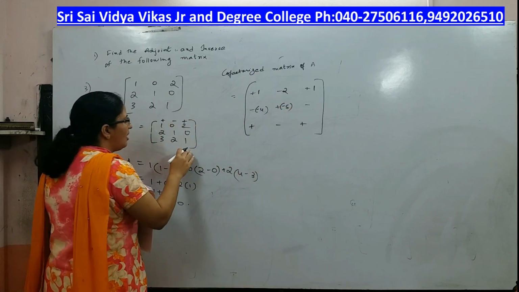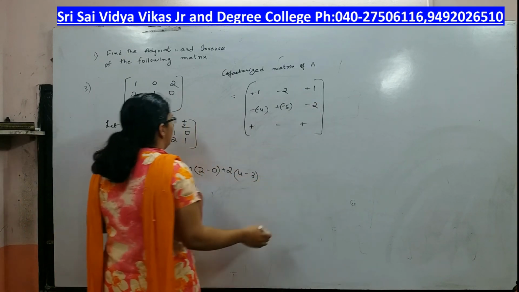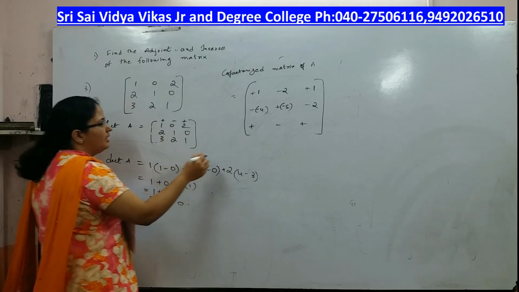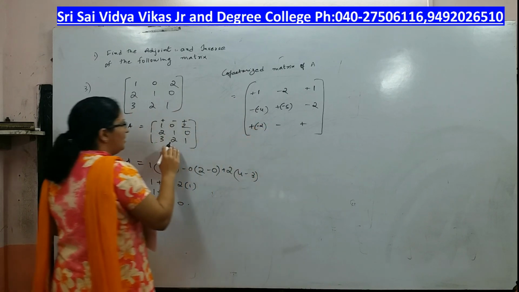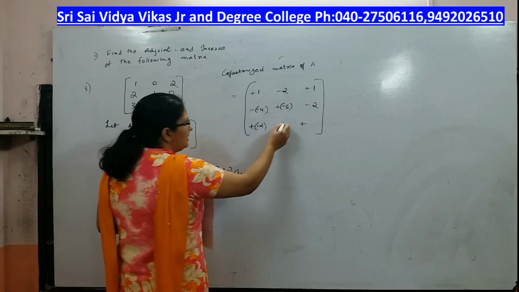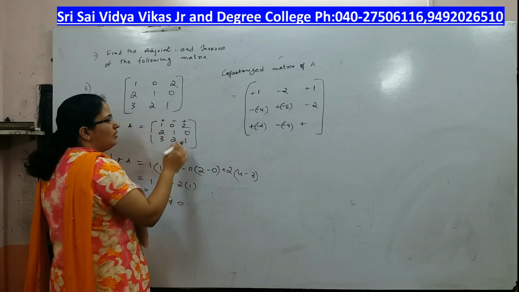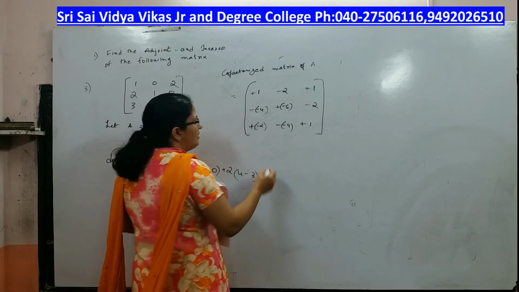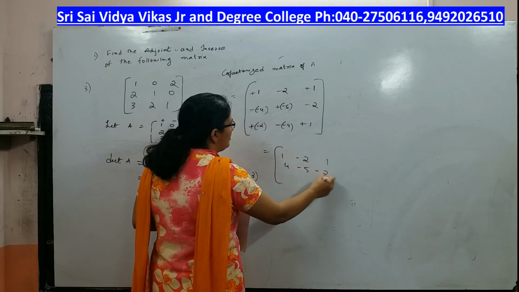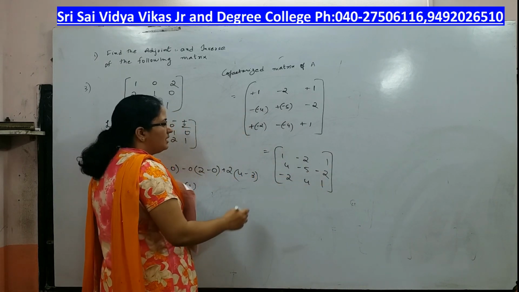Next, close this column, close this row: 2 minus 0 is 2. Next for 3, close this column, close this row: 0 minus 2, minus 2. For this element, close this column, close this row: 0 minus 4 is minus 4. Close this column, close this row: 1 minus 0 will give you 1. So that is equal to 1, minus 2, 1; 4, minus 5, minus 2; minus 2, 4, 1. So this is the cofactor matrix of A.